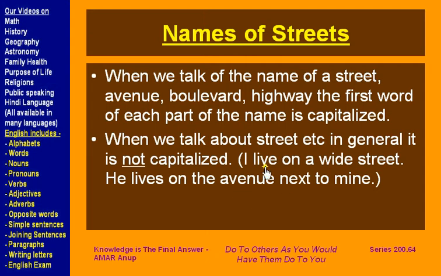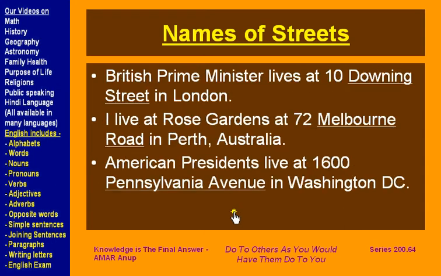Like, I live on a wide street. Here there is no name for the street, so S is not capital. He lives on the avenue next to mine. Again, the word avenue is used in general terms, so the A is not capitalized. Compare this with this example.